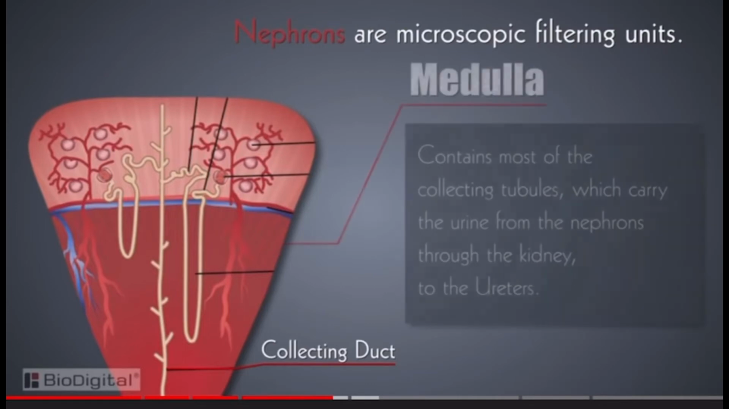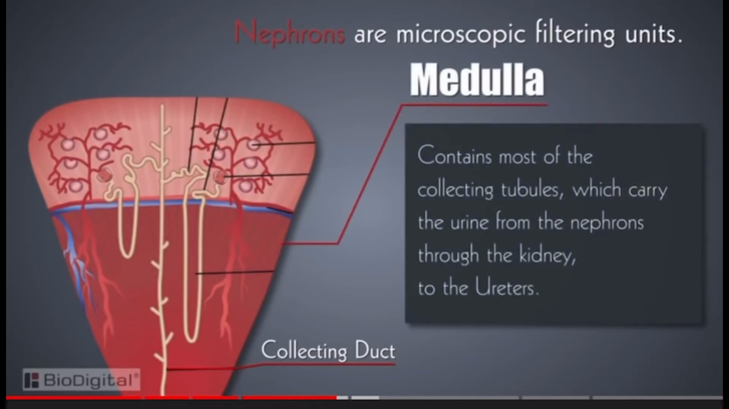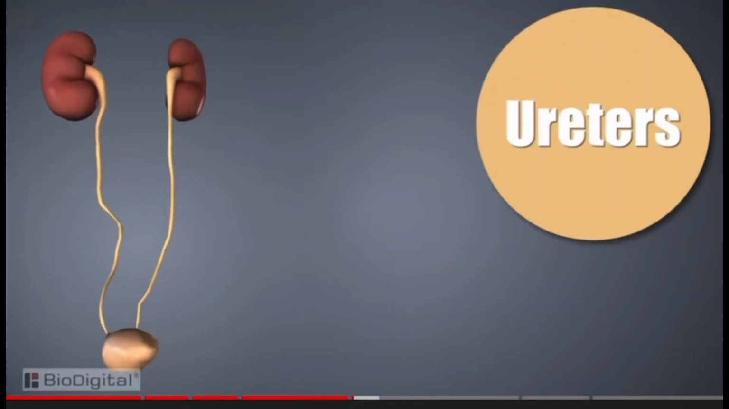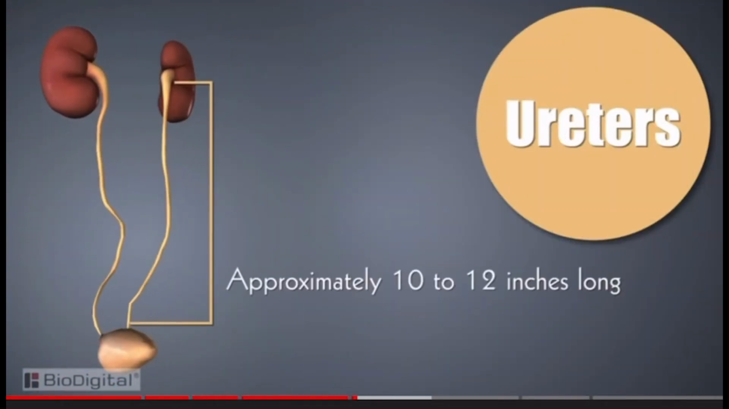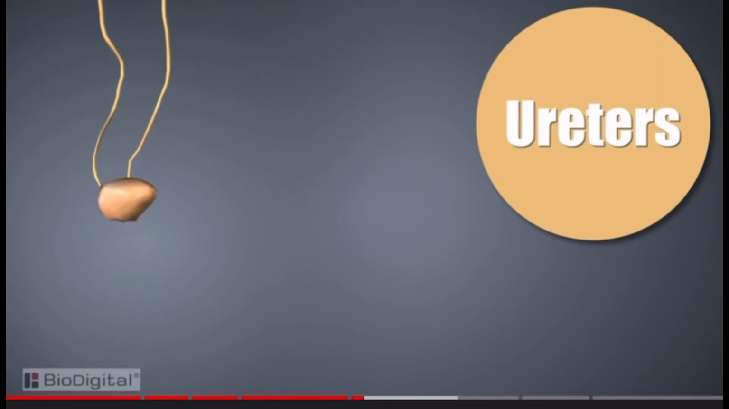Now the medulla is the inner section of the kidney. It contains most of the collecting tubules, which carry the urine from the nephrons through the kidney to the ureters. The ureters are 2 muscular tubes, approximately 10 to 12 inches long and extending from the renal pelvis of each kidney to the bladder.